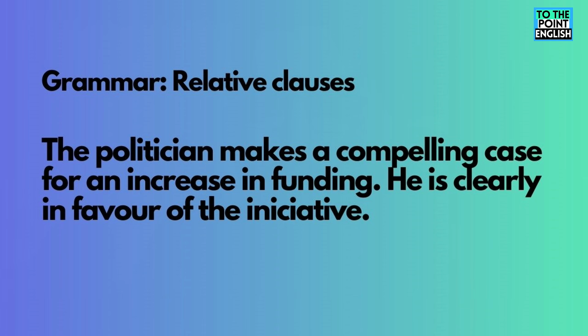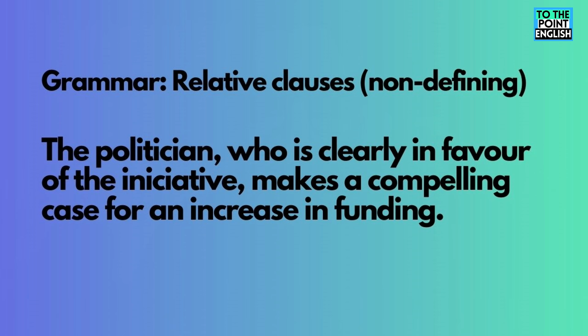But how can we convey this same idea in one sentence, but using a relative clause? So the politician who is clearly in favor of the initiative makes a compelling case for an increase in funding. This is an example of a non-defining relative clause, because who is clearly in favor of the initiative, that clause is extra non-essential information. So you can remove that clause and the sentence would still make sense. So you could say the politician makes a compelling case for an increase in funding.